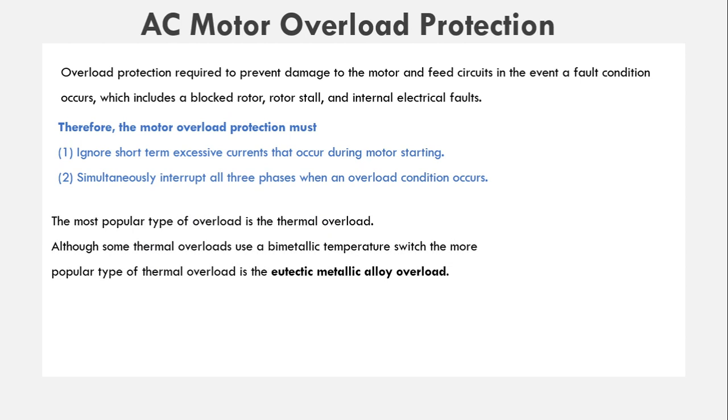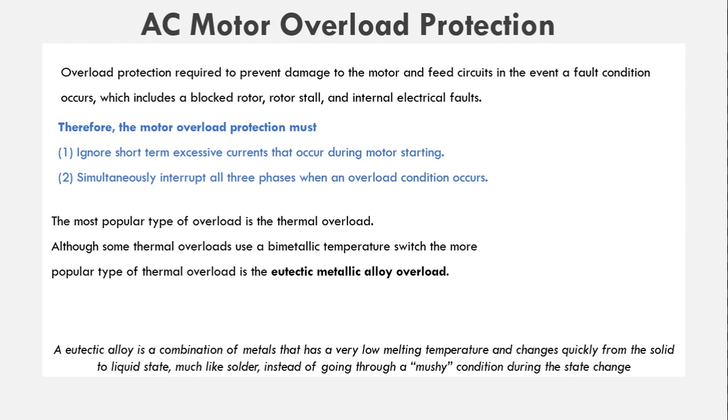The most popular type of overload is the thermal overload. Although some thermal overloads use a bimetallic temperature switch, the more popular type is the eutectic metallic alloy overload. The eutectic alloy is a combination of metals that has a very low melting temperature and changes quickly from the solid to a liquid state, much like a solder, instead of going through a mushy condition during the state change.